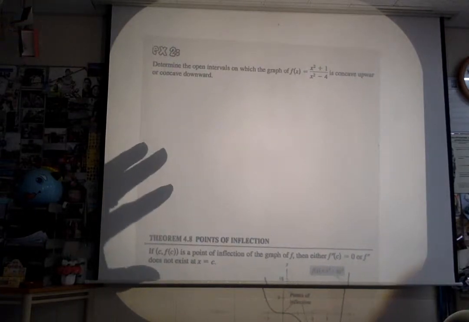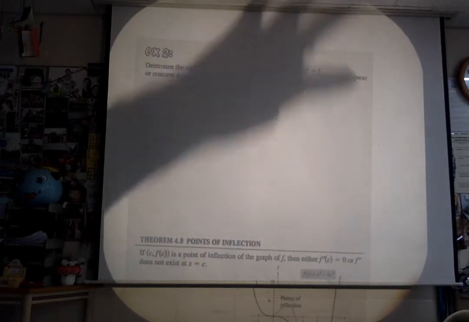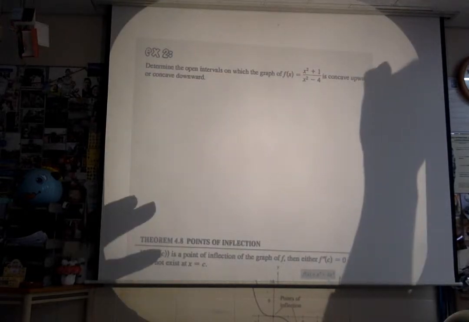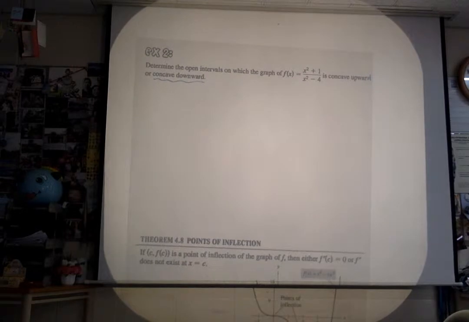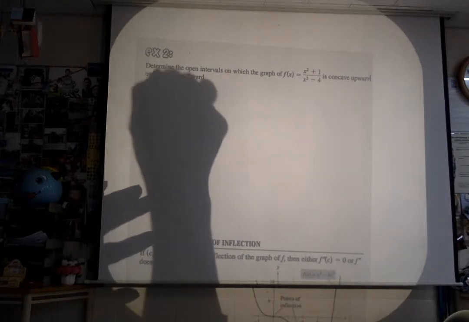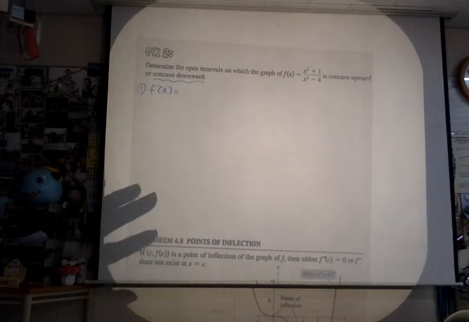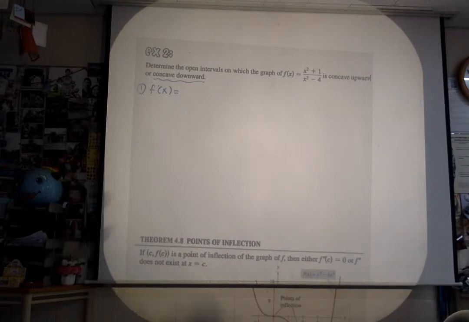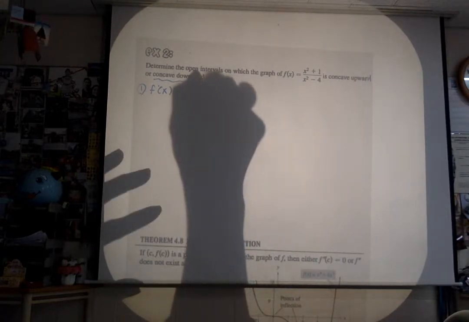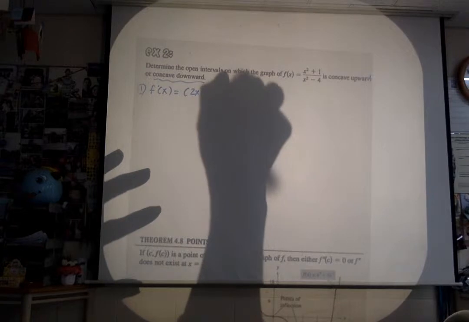Determine the open intervals on which the graph of this is concave upward or downward. So the first thing we're going to do is find the derivative. Why don't you find the first derivative right now? Turn off the screen. I'll do it here too.